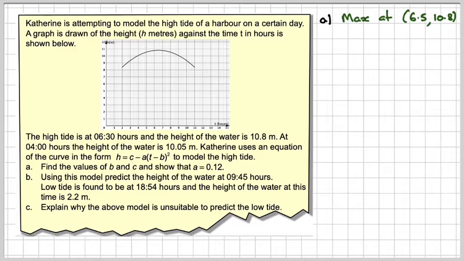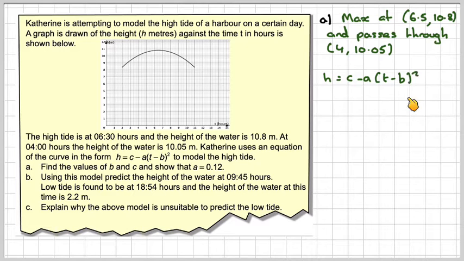Okay, so we want a max at (6.5, 10.8), and we know it passes through (4, 10.05). We're using 6.5 because 6:30 hours. We need to make sure that we convert the 0.30 hours, 30 out of 60, into a decimal. We're going to model it using this completing the square form.